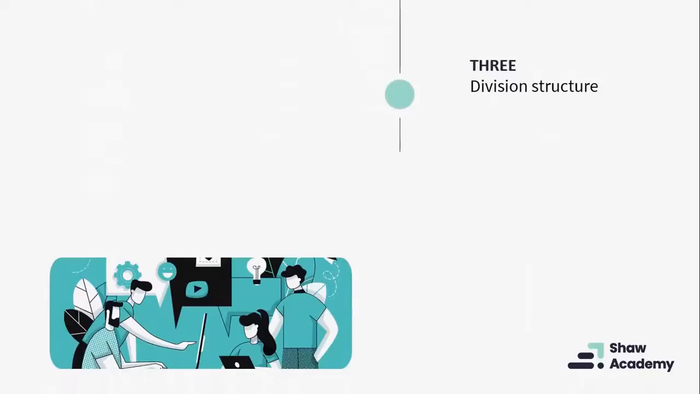Continuing on. A divisional structure is made up of separate, semi-autonomous units or divisions. Within one company, there may be different divisions and each division has its own goals to accomplish. A manager oversees that division and is completely responsible for the success or the failure of that division.